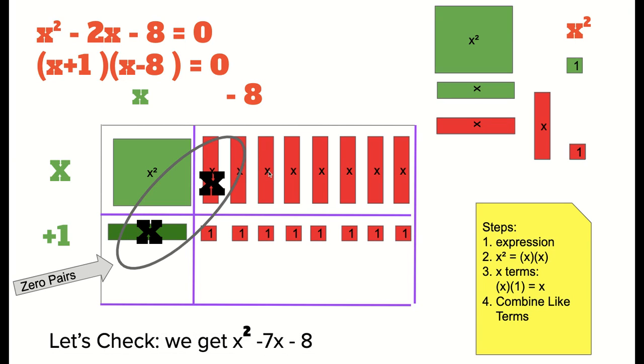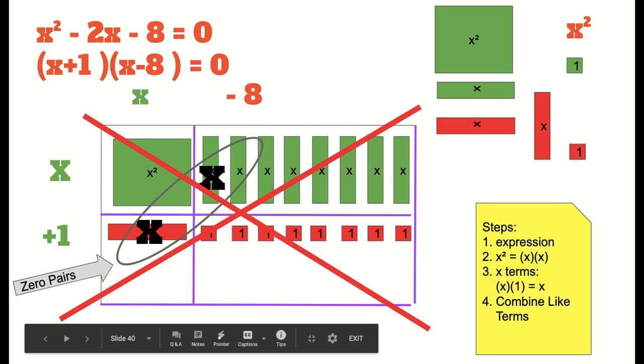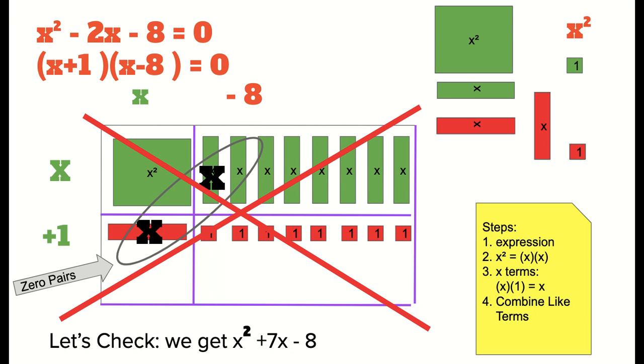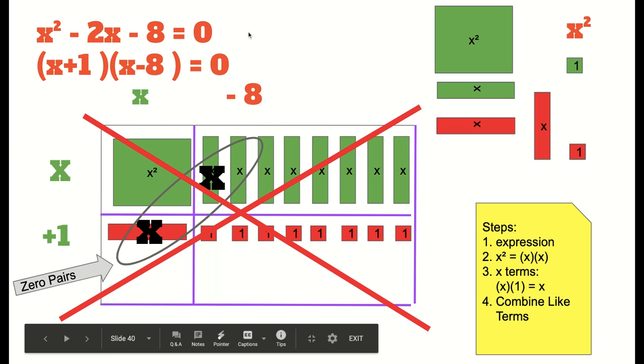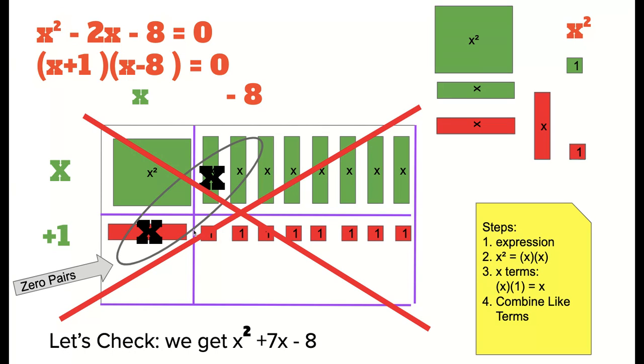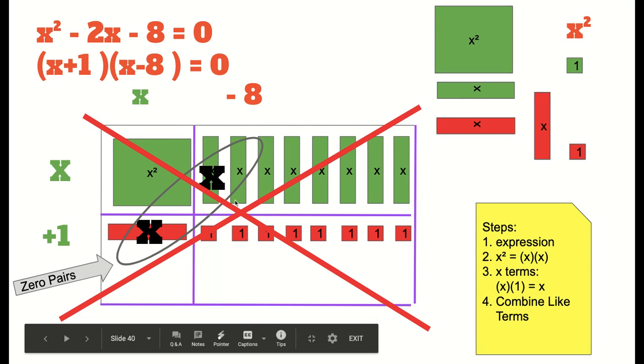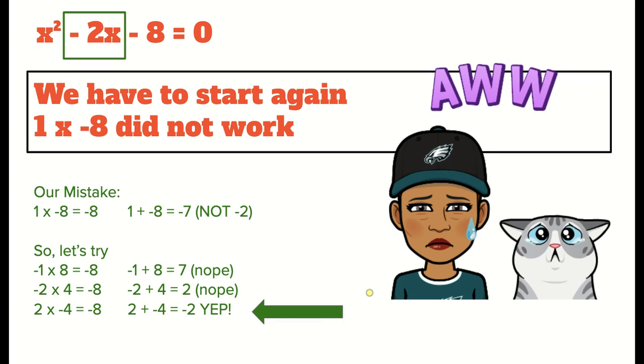And we're matching to the original problem, which means this is not going to work because it doesn't match the original problem. The original problem is x squared minus 2x minus 8. It is not x squared minus 7x minus 8. So we had to start again. 1 times negative 8 did not work. We picked that last one, but it didn't work. So we can't just pick any combination of numbers willy-nilly. We have to pick something that's going to work.